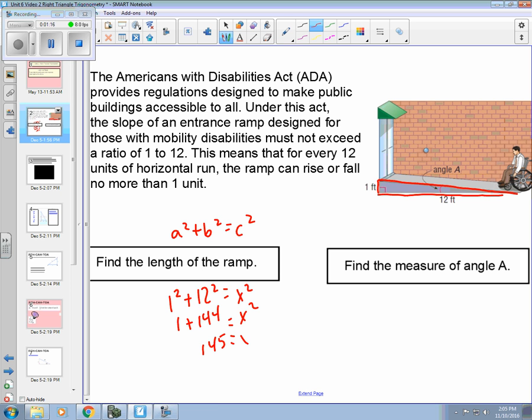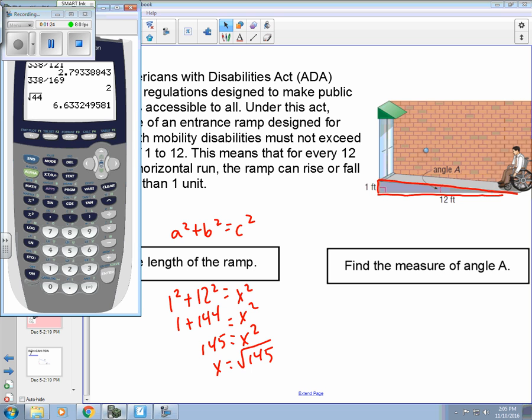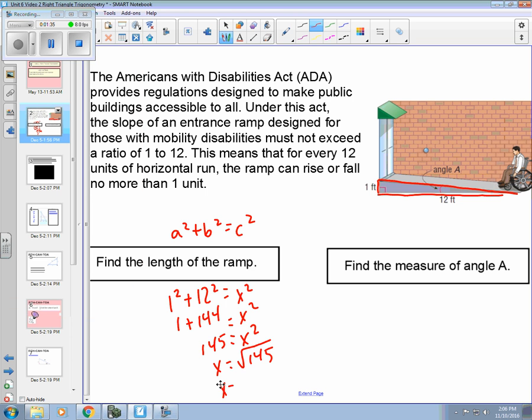145. And then we could approximate what that would be by taking the square root of 145. If you do that on your calculator, you can see that the square root of 145 is approximately just a little bit more than 12. So maybe about 12.04 feet. Okay, so no problem, we know how to do those types of problems.